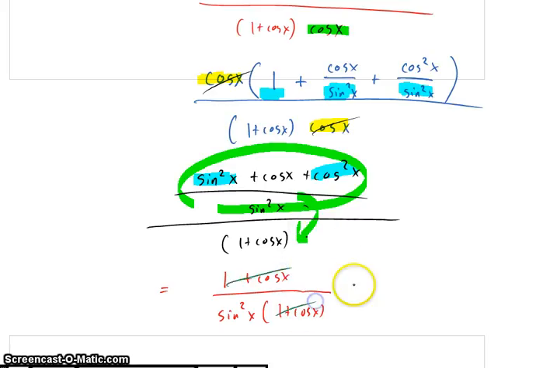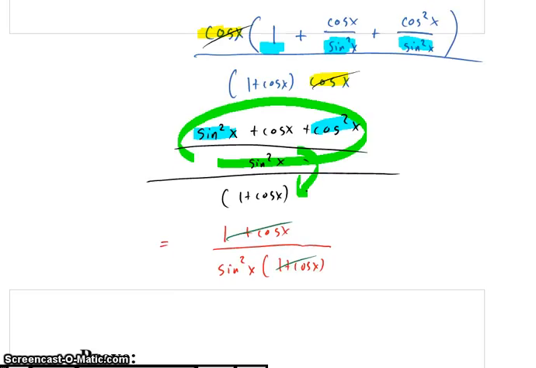The 1 plus cosines of x divide out, and I'm left with 1 over sine squared x, which is cosecant squared x. So we proved it. Wow.